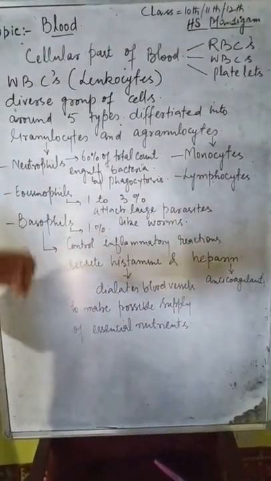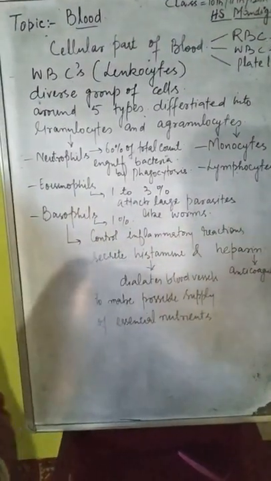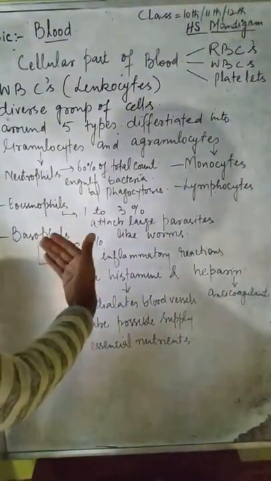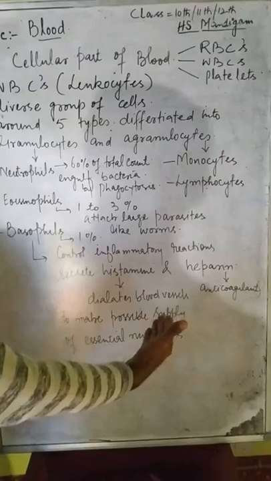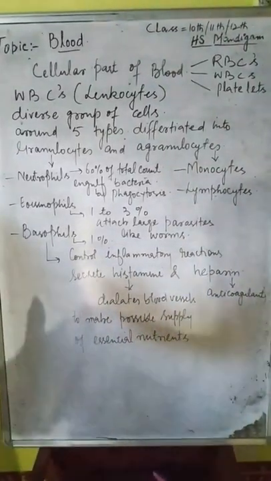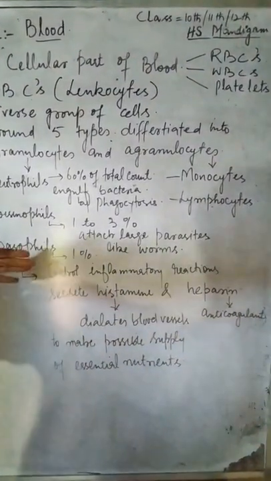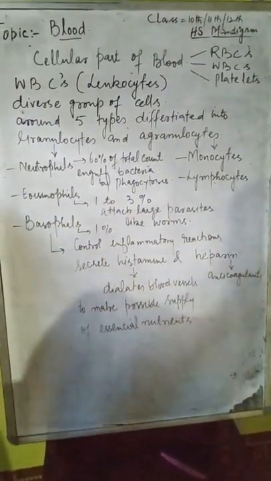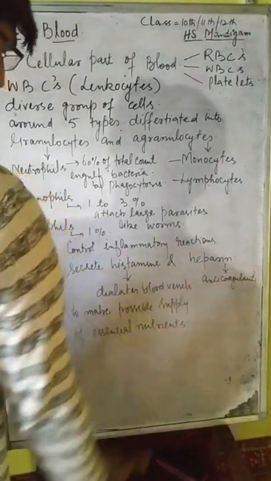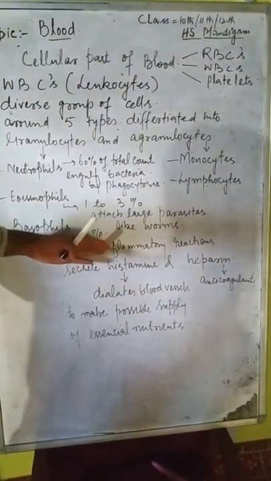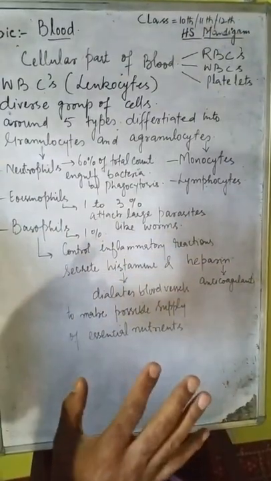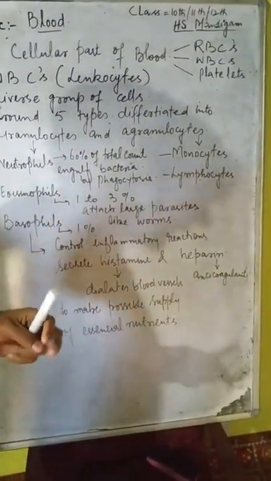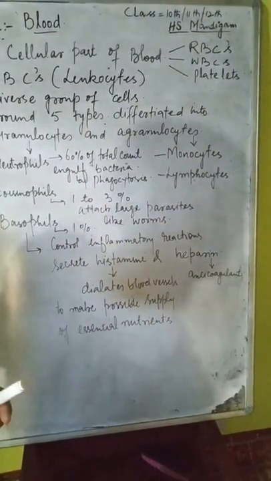Now basophils, the number 3rd, are around 1% present in our blood. They control the inflammatory reactions. Sometimes we suffer tissue damage, and at that time these basophils secrete histamine and heparin. This histamine dilates the blood vessels, and it ensures the supply of the essential nutrients towards the site of the injury in the tissues.